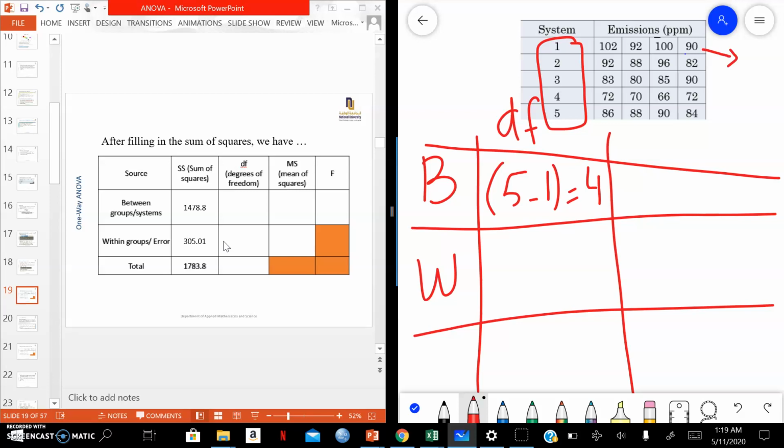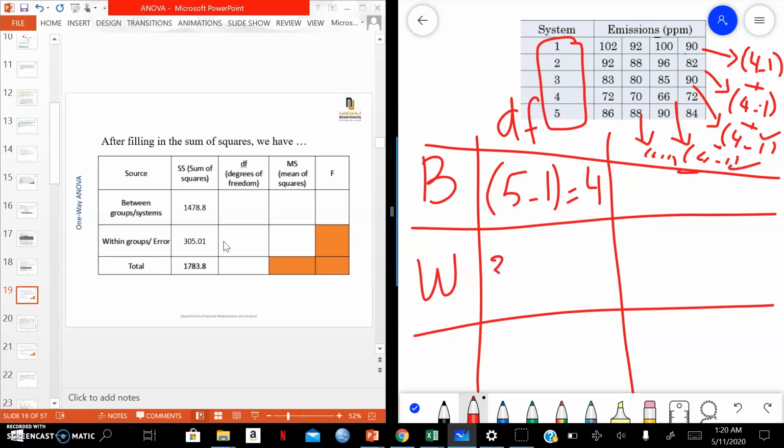Within the system, so now we are talking about each system. In each system we have 4 observations. The degrees of freedom of system 1 is 4 minus 1. Again, degrees of freedom for system 2 is 4 minus 1, and then for system 3 is 4 minus 1, for system 4 is 4 minus 1, and for system 5 is 4 minus 1. So what we observe is that each is 4 minus 1, which is 3. So 3 plus 3 plus 3 plus 3 plus 3. So in total, the degrees of freedom within is 15.